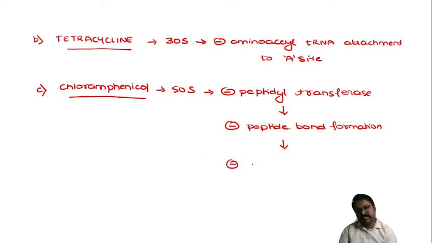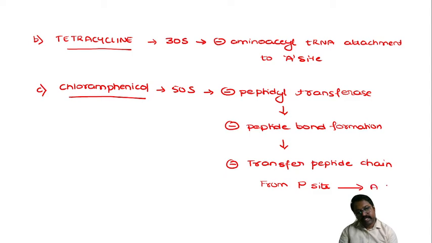And subsequently it inhibits the transfer of peptide chain from P site to A site. So this transfer of peptide chain from P to A site will be inhibited.